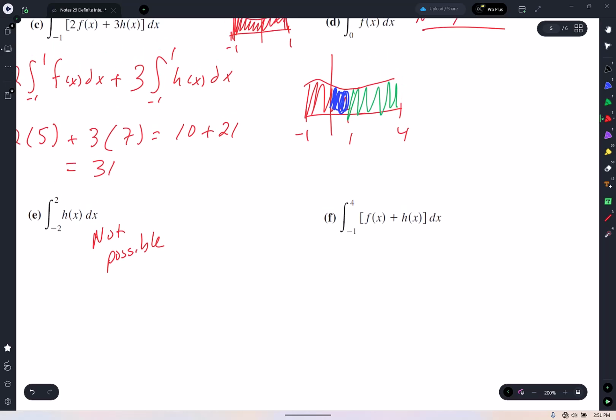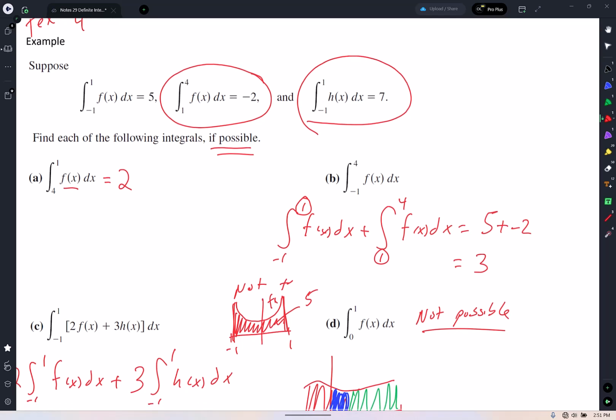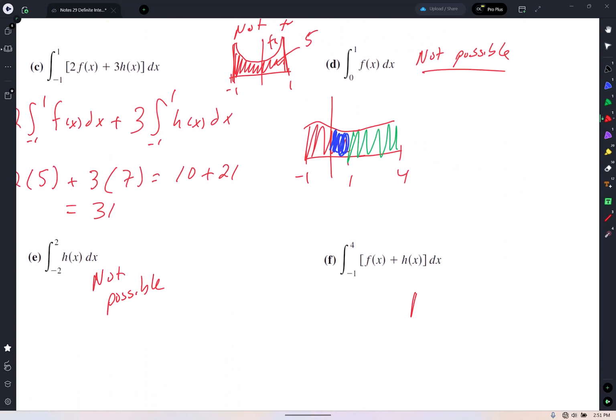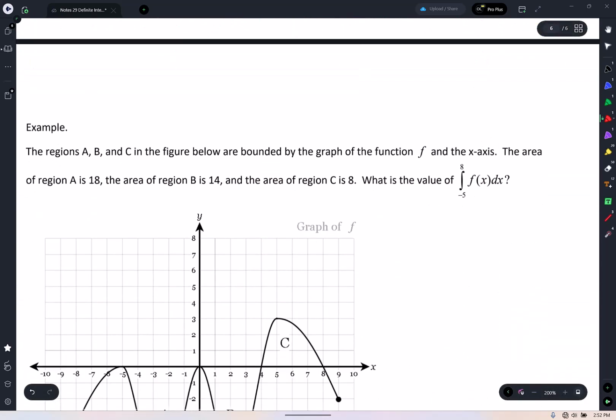What about this last one? The integral from -1 to 4 of f of x plus h of x. F of x is possible, but not the h of x, not in the domain. Do you guys see that? So not possible, at least not at the moment. Actually, not possible, period, because they don't give you any extra information. H of x is outside the domain. Are we okay? Okay. All right, let's go to the next question, guys.